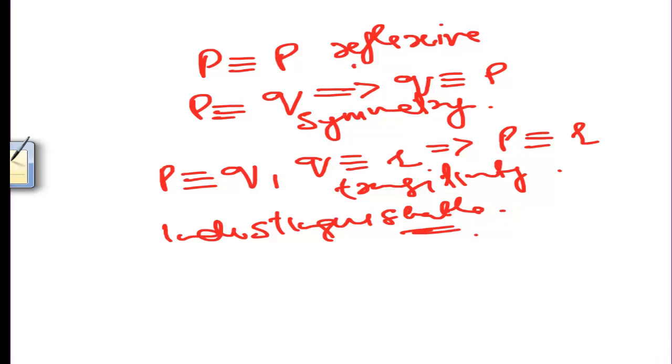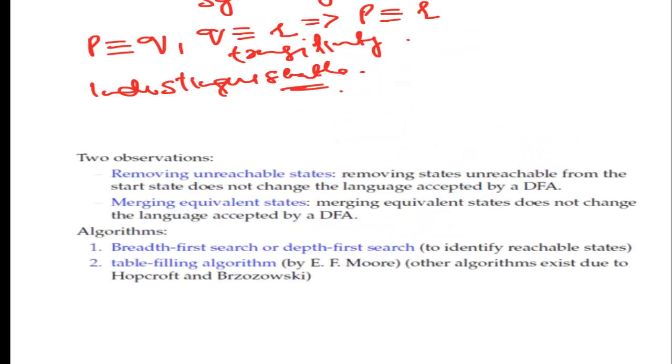Now this indistinguishability is important to merge the states, right? So we now have many algorithms which will work to minimize the DFA. We need to have two observations. First is removing unreachable states, which may also include the dead state. And the second thing is merging equivalent states, right? So two things we have to do. Equivalent states are those which are indistinguishable, so we can merge them together, and unreachable or dead states have to be removed.